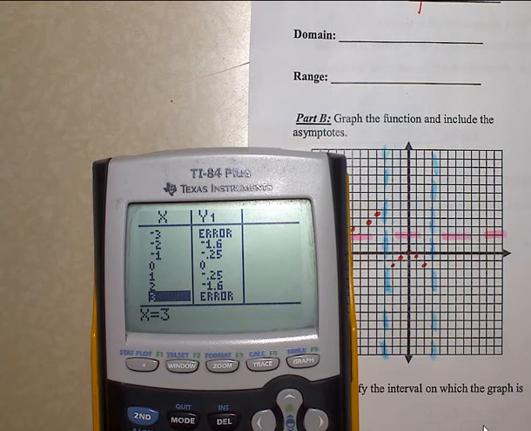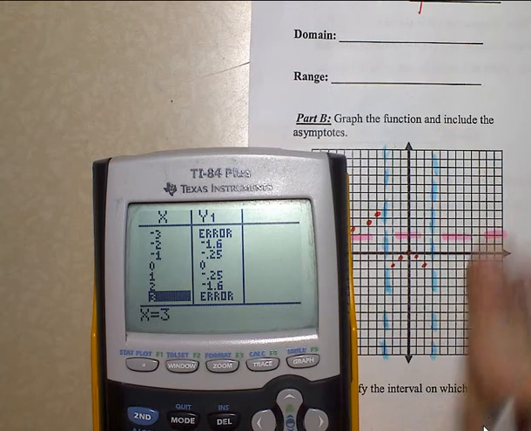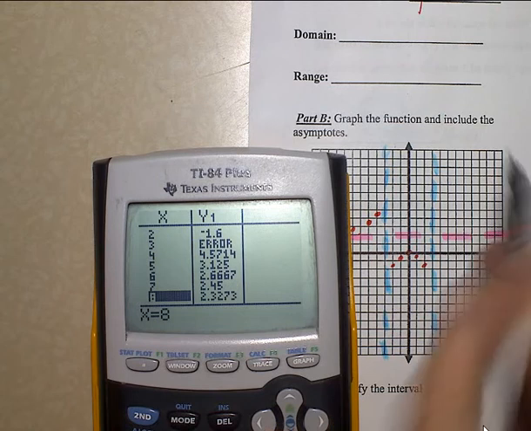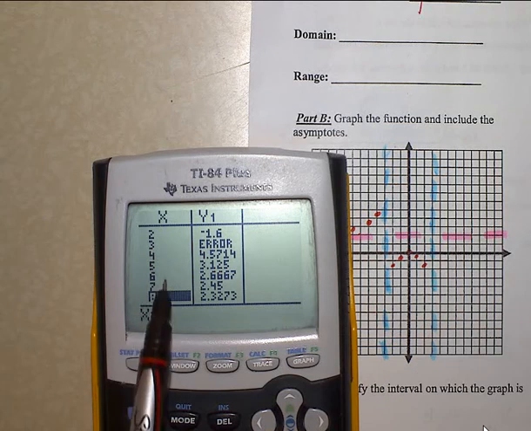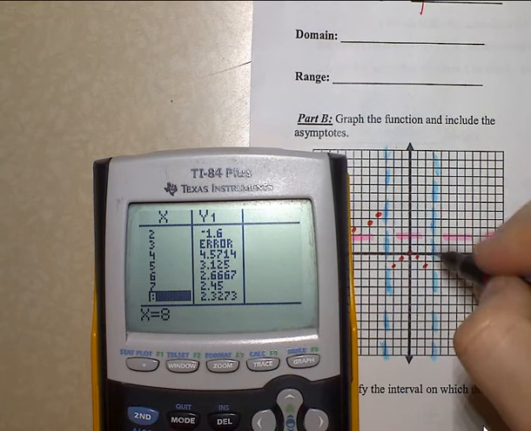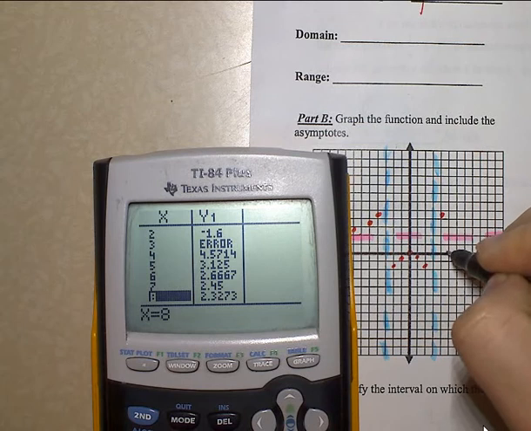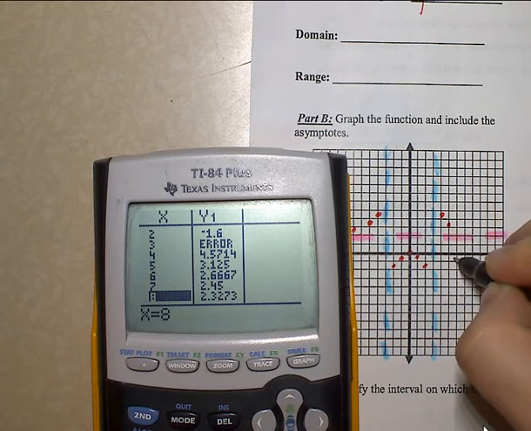The third section starts after the line x equals 3. So I'm going to scroll up here. After 3, I'm going to do 4, 5, and 6. So find 4, 5, and 6 and graph those 3 ordered pairs. Over 4, up approximately 4.5. Over 5 and 3.1. And 6 and 2.6.